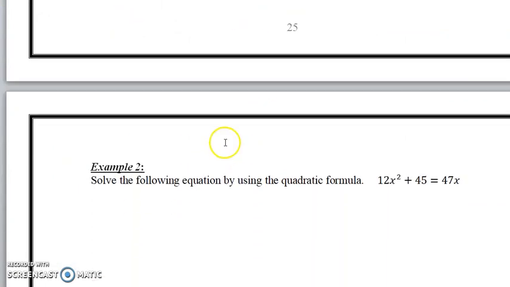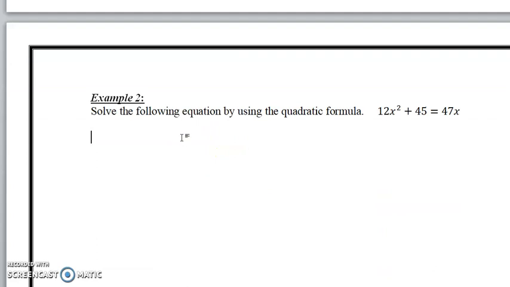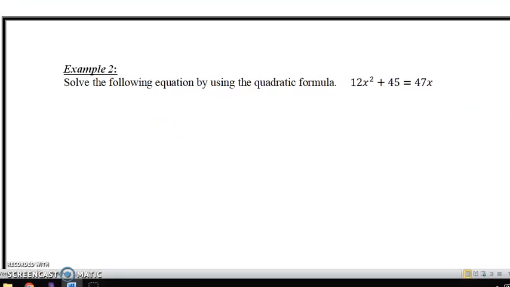Example 2, solve the following using the quadratic formula. Again, we will just work through this one. Same thing, but look at the form. So the first thing obviously we need to do is rearrange this, set it equal to 0, right? So write down the formula.